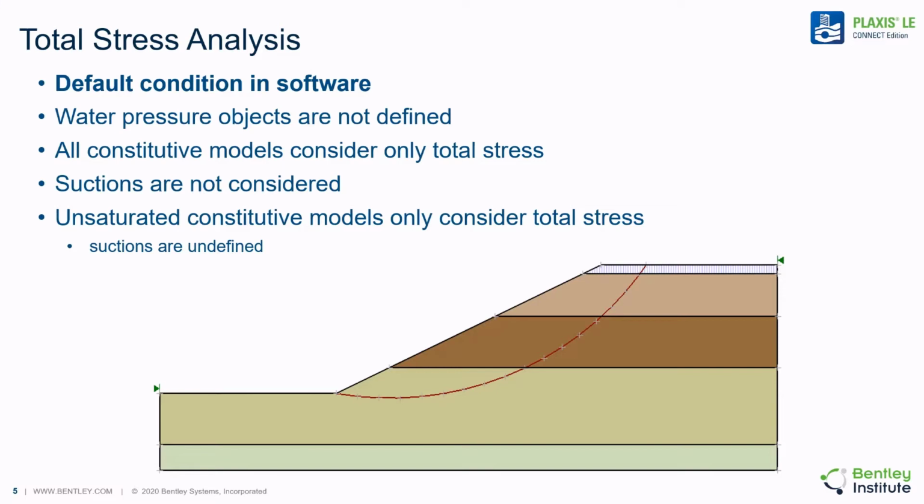an unsaturated analysis where we consider both positive pore water pressures and the effect of soil suctions. If the user does not select any pore water pressure conditions in the model, then the software defaults to a total stress analysis. In this model, the pore water pressure objects are not defined and all constitutive models consider only total stress. It's worth noting that soil suctions are not considered and unsaturated constitutive models would not consider suctions, but only consider total stress.